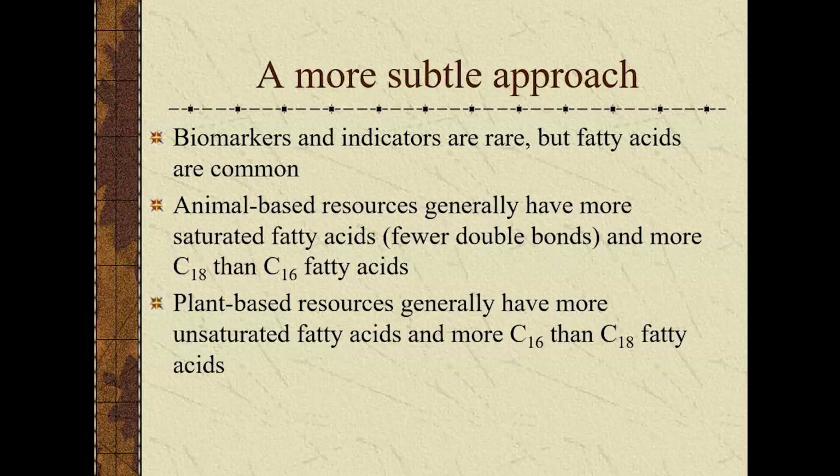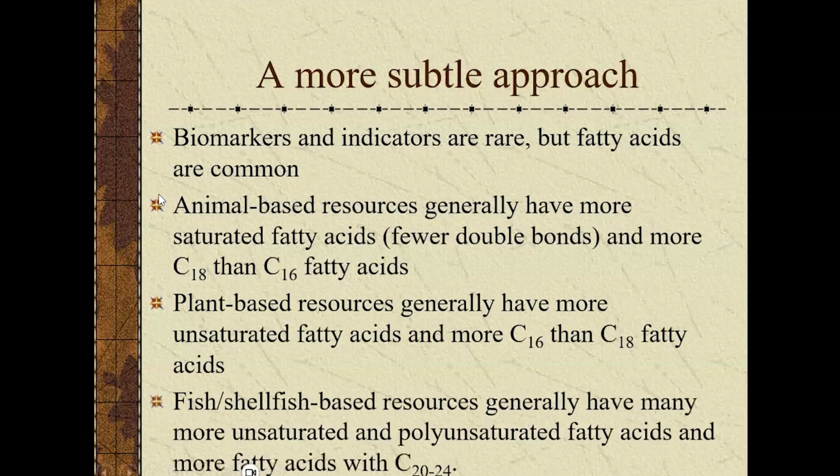Plant-based resources usually, but not always, have more unsaturated fatty acids and more C16 than C18. And then fish or shellfish usually have longer chain fatty acids, between 20 and 24 carbons, and usually with multiple saturations, which is why fish and shellfish go bad so quickly. It's all their polyunsaturated fatty acids becoming hydrolyzed and oxidized and so on.